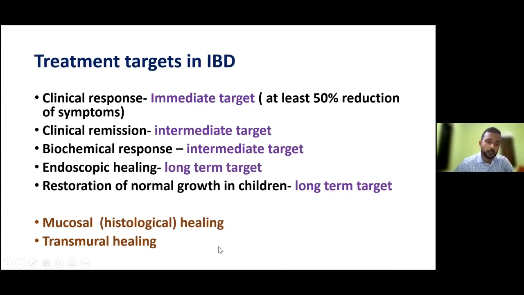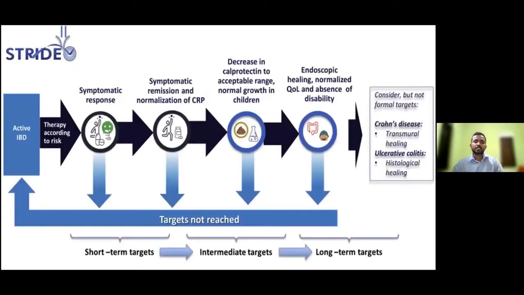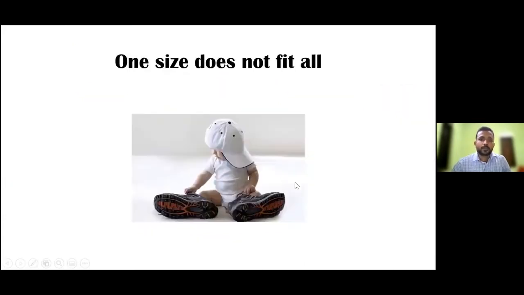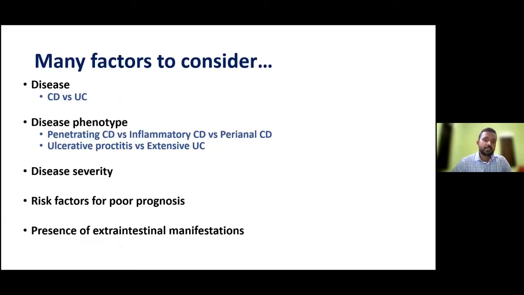So these last two, the mucosal or histological healing in ulcerative colitis and transmural healing in Crohn's disease, would be our ultimate targets. But at the moment, we don't consider those two as our formal therapeutic targets. So this is the same thing in a more graphical way. It is obvious that one size does not fit all. So there are many factors to consider.